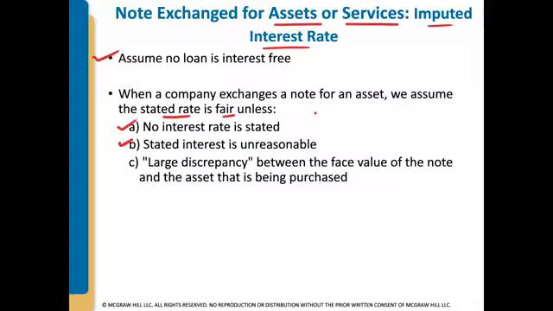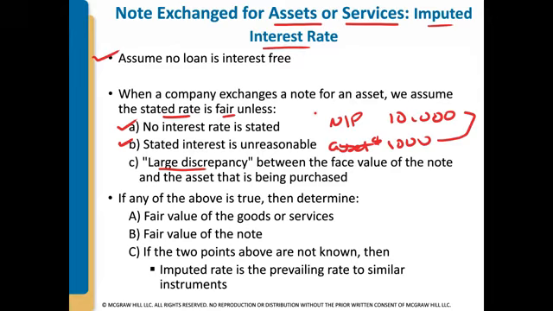Or if there's a large discrepancy between the face value of the note and the asset that is being purchased. So if I purchase a $1,000 asset from you, and then you and I have a note payable for $10,000, and what I received in exchange for that is a $1,000 asset, that's not reasonable. That means there's $9,000 of interest in here that I am paying you. That's not reasonable. If you have this during an exam, it will be apparent that this is an unreasonably large discrepancy.